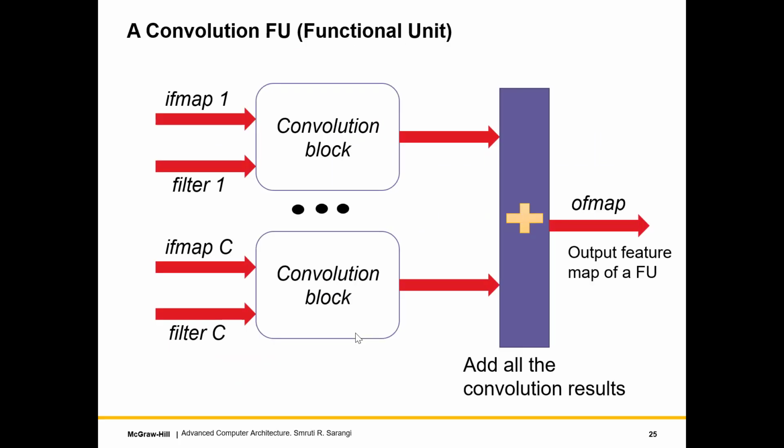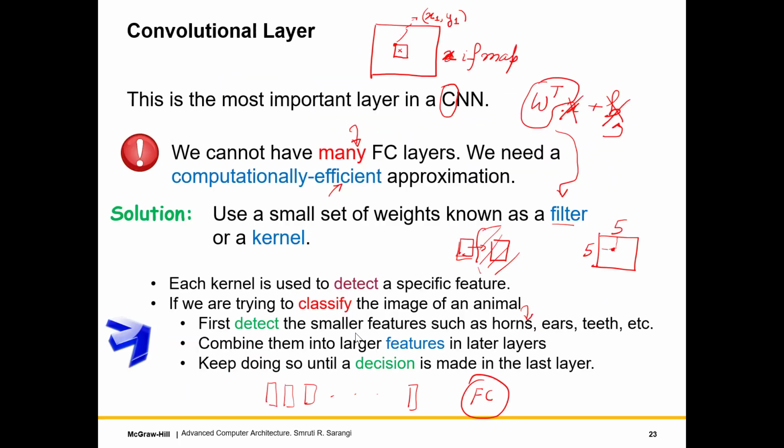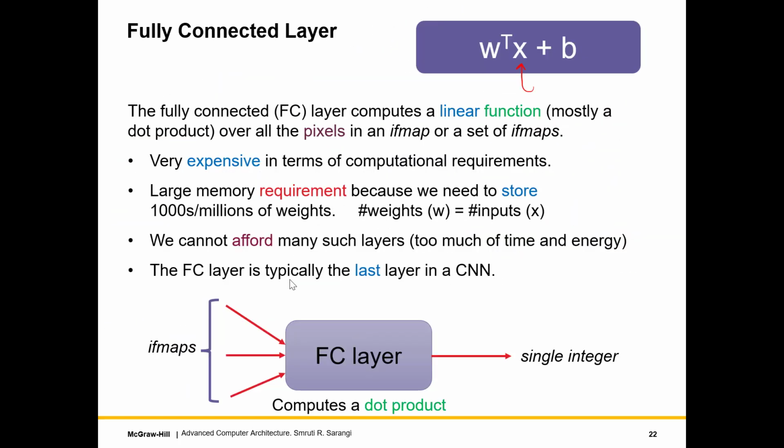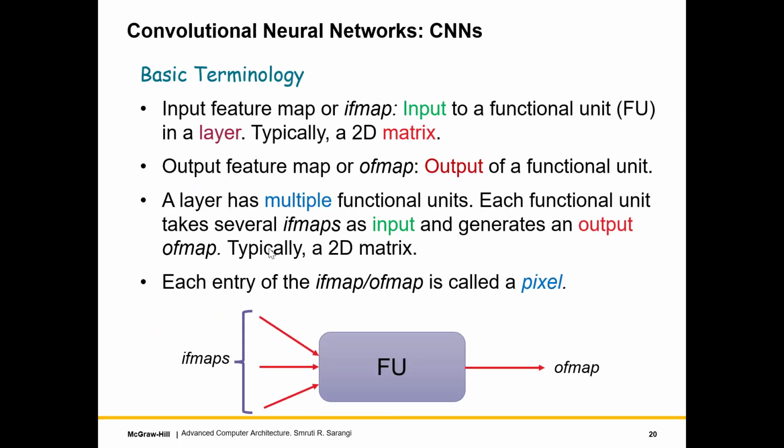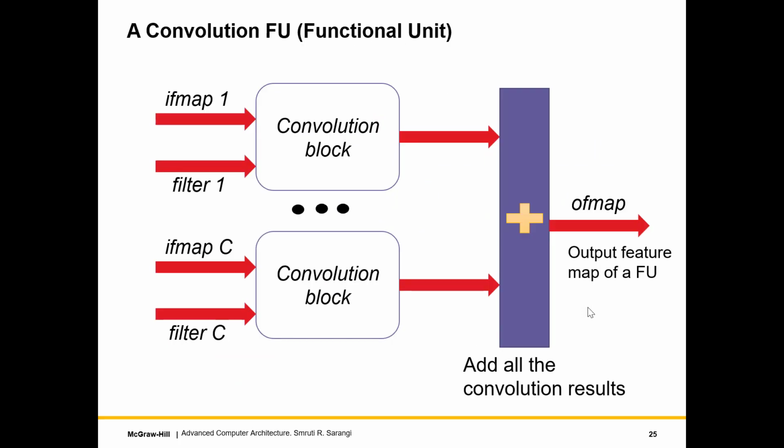Now that we have seen the convolution block, and how it works as a proxy for the fully connected network, we can go back to the diagram for an FU, where multiple input feature maps come in, some operations are done, and a single OF map is generated. And in a layer, we have multiple such FUs. This is what you will have in a convolutional FU, where let's say there are capital C. C comes from channel, but we'll discuss what a channel is later.